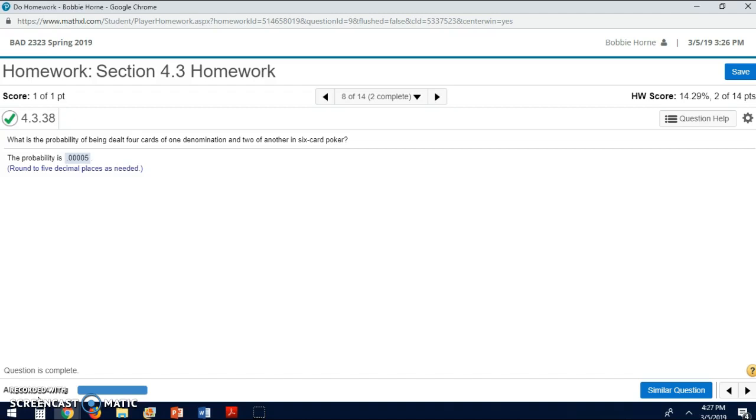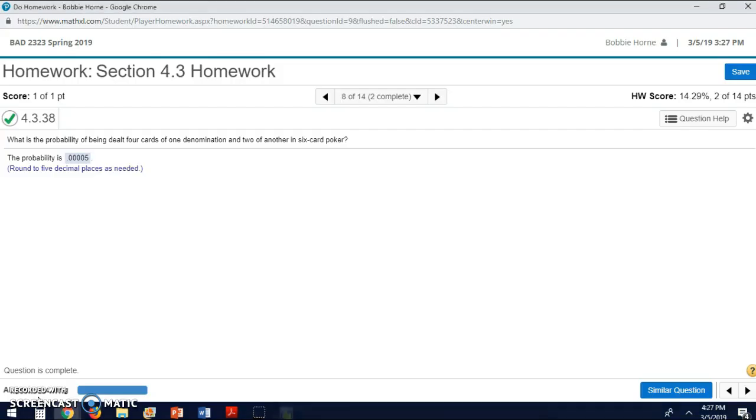So our magic numbers are 4 cards of one denomination, 4 of one, 2 of another, and this is 6-card poker. There's several steps that we have to go through. So I'm going to go to a whiteboard and try to go through this step by step with you. The first thing I want to do is step 1.